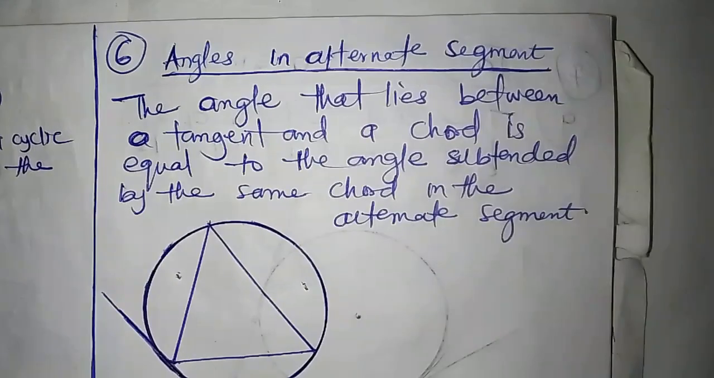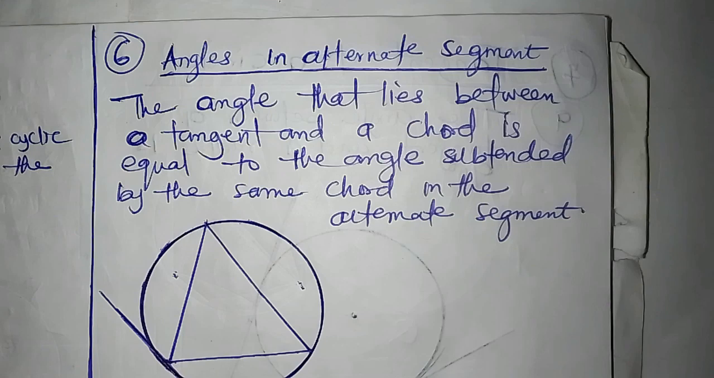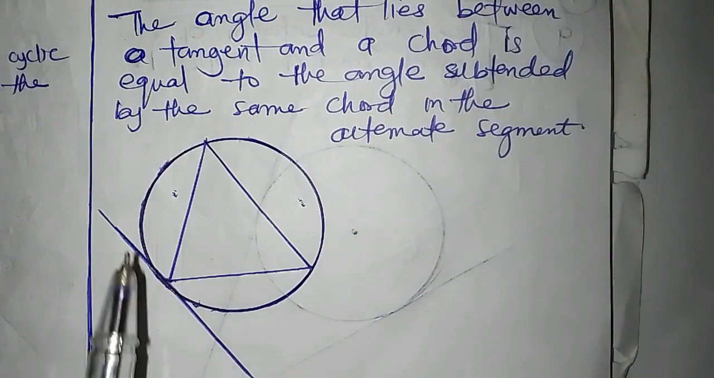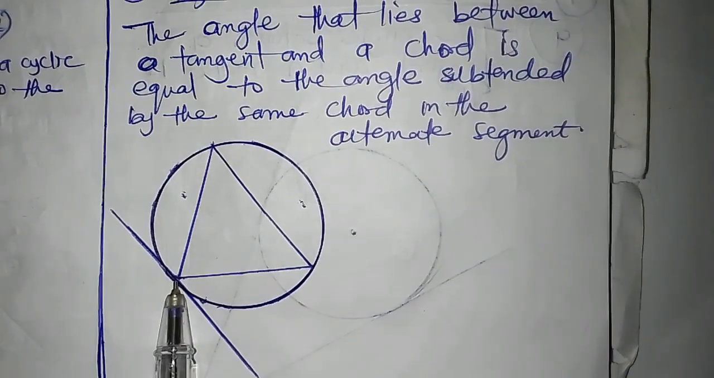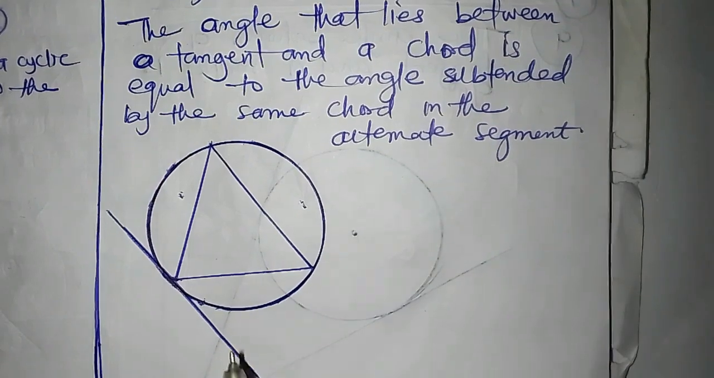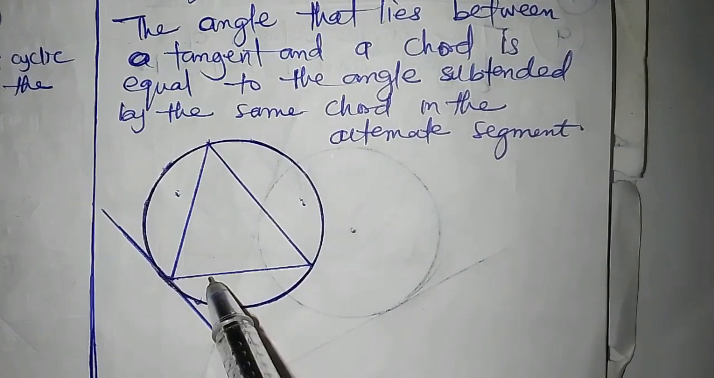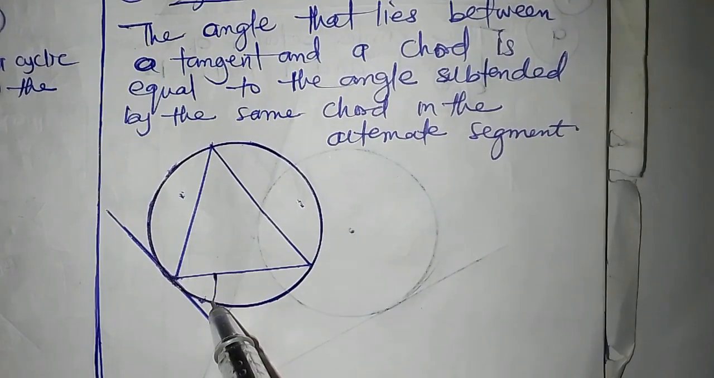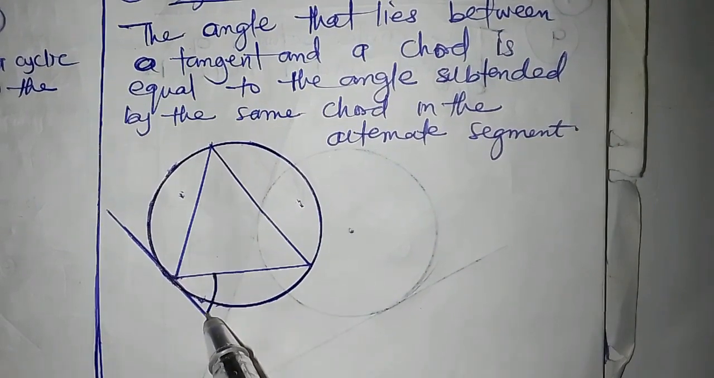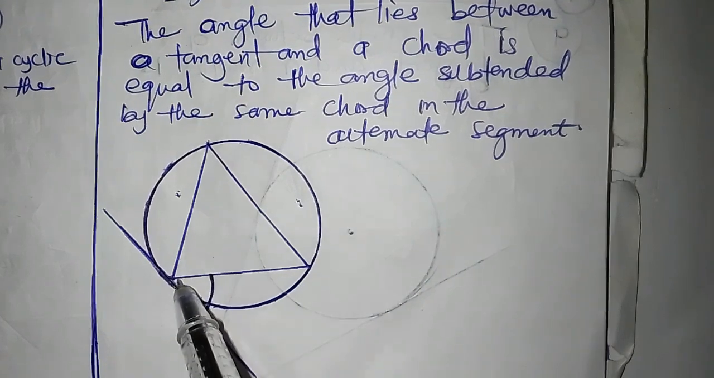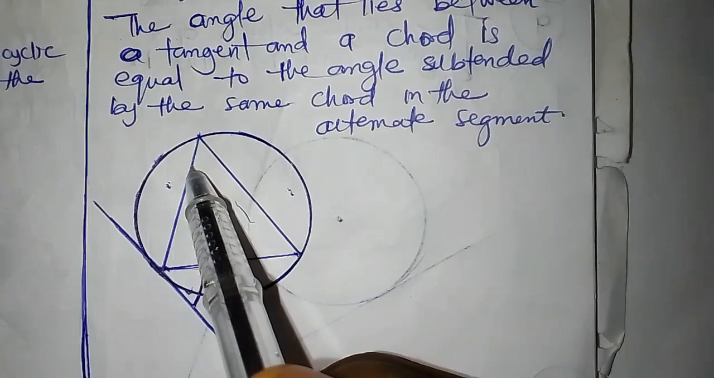This is rule 6 or theorem 6. It says that the angle that lies between a tangent and a chord is equal to the angle subtended by the same chord in the alternate segment. Now, this is what we are saying. You can see this line that touches the circle at this point. This line is called a tangent. This line is called a chord. Okay? So, the rule says that the angle formed between this chord and this tangent is equal to the angle that is subtended by the same chord in the alternate segment. This chord subtends an angle at this point here.